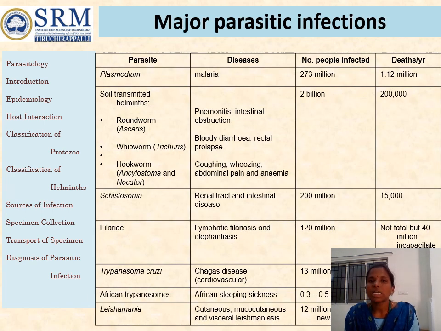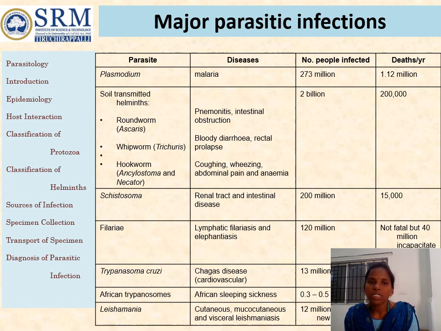So coming to parasitic infections, what are the major parasitic infections caused by parasites? Plasmodium causes the disease malaria. Malarial disease occurs in the world; 273 million people are affected by malarial disease and 1.12 million deaths are caused by malarial infections.